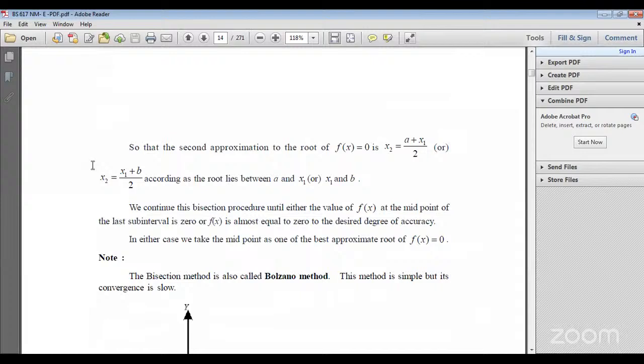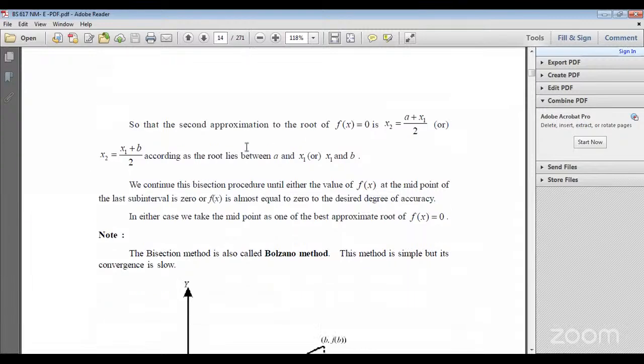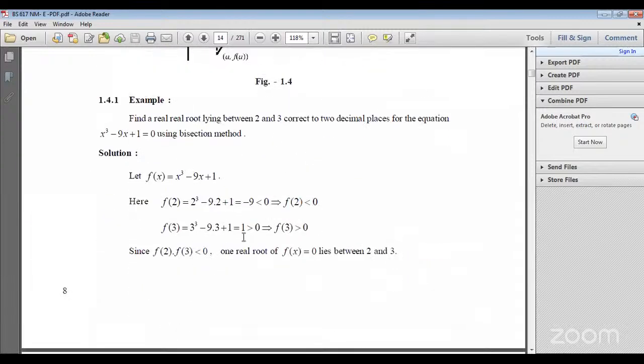So the second approximation to the root of f of x equal to 0 is x2 is equal to a plus x1 by 2, or x2 is equal to x1 plus b by 2, according to whether the root lies between a and x1 or x1 and b. We continue the bisection procedure until the value of f of x at the midpoint in the last subinterval is almost equal to 0, or up to the degree of accuracy we are taking.